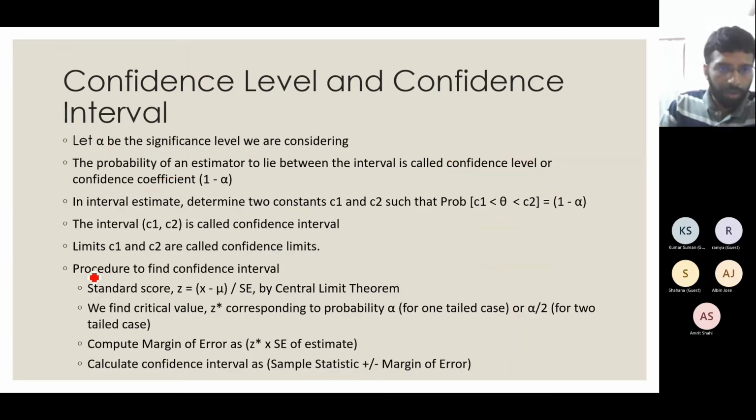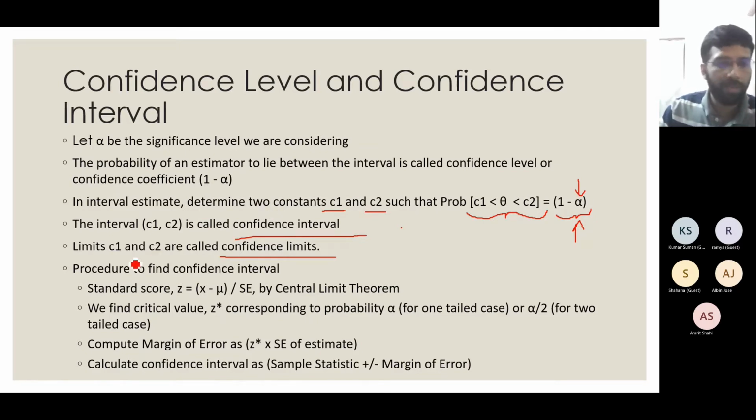As I already told, in interval estimation we are supposed to determine two constants C1 and C2 such that the probability that the parameter lies between C1 and C2 is equal to 1 minus alpha, where alpha we call the level of significance and 1 minus alpha we call the confidence level. The interval C1 to C2 is called the confidence interval, and the particular values C1 and C2 are called confidence limits. C1 is called the lower confidence limit and C2 is called the upper confidence limit.